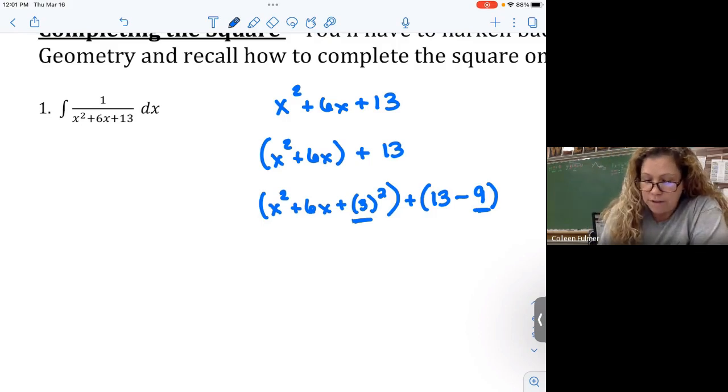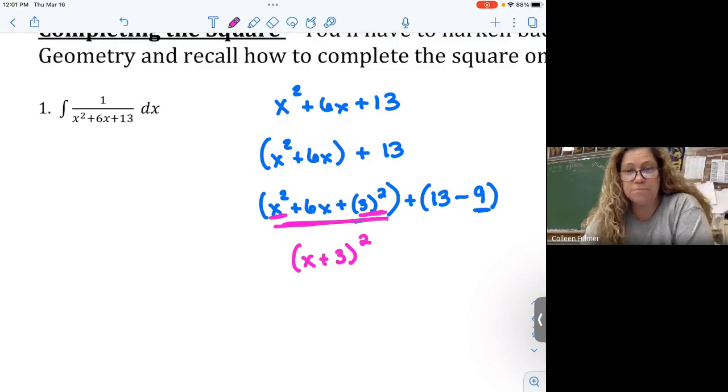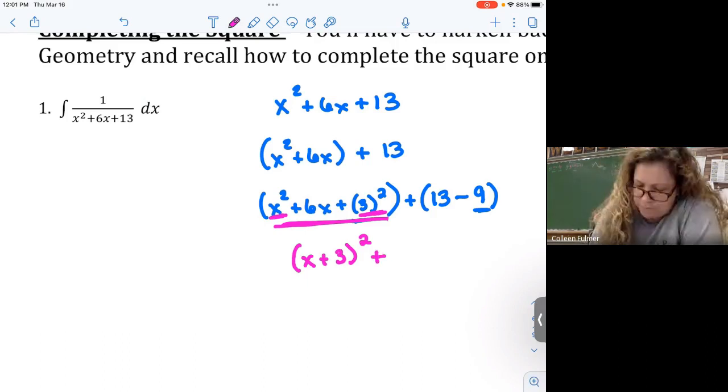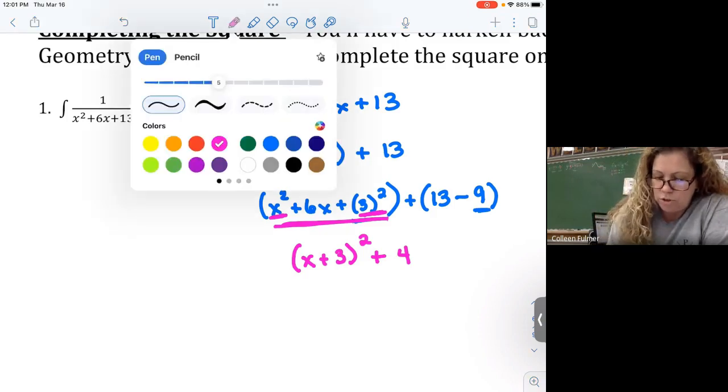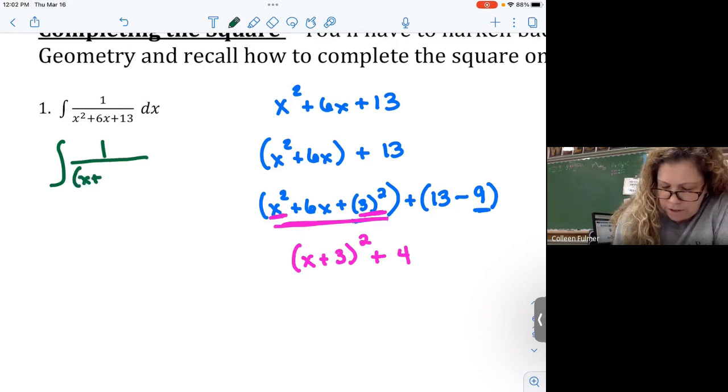So what I want to do next is factor this perfect square trinomial into this binomial squared. Remember, I told you the x comes from the x squared term, and the 3 comes from this 3 squared term. And then over here, I get 13 minus 9 is 4. So I can rewrite this integral as 1 over x plus 3 squared plus 4 dx.